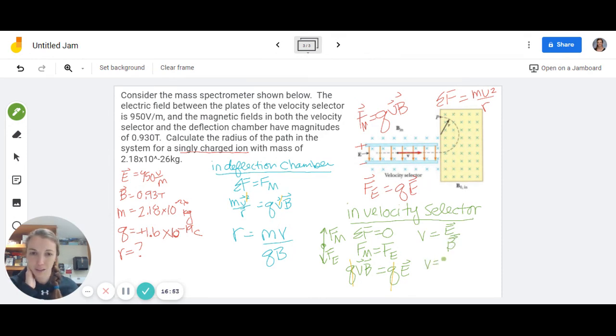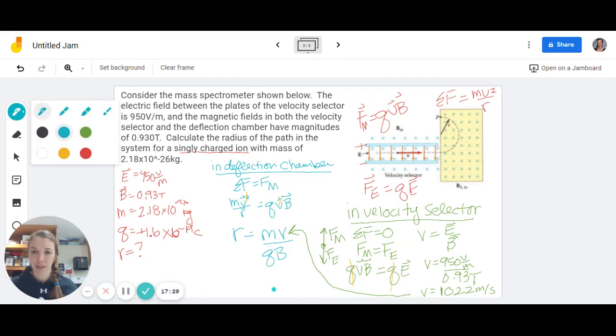So I can plug in numbers there and I get 950 volts per meter over 0.93 Tesla. So that gives me a velocity equal to 1,022 meters per second. So now I can plug this in to here. And I can just plug in numbers now for radius.